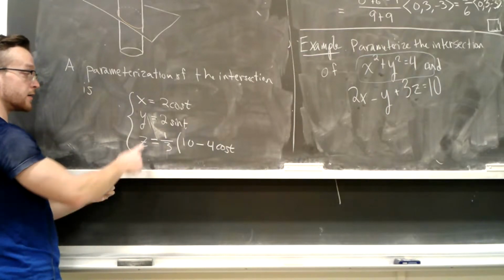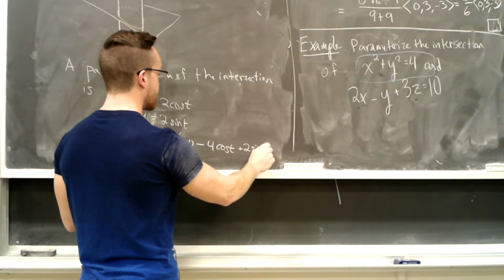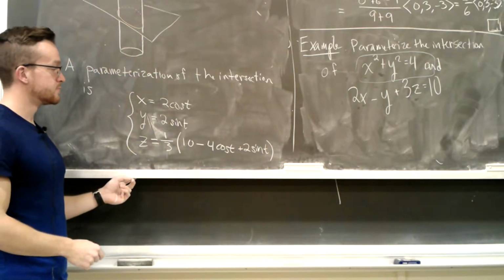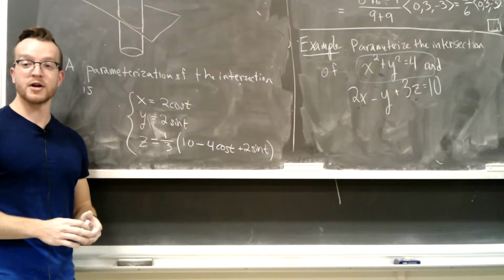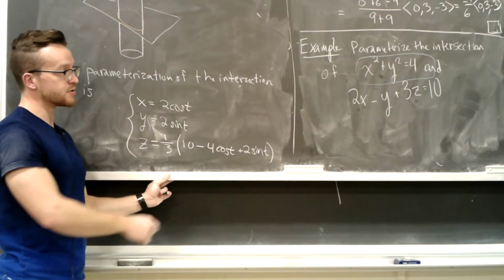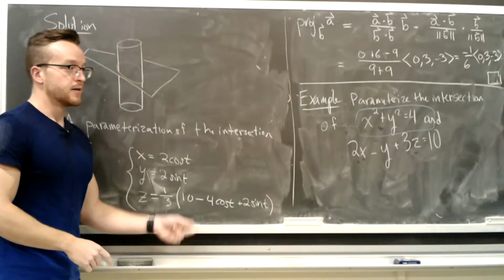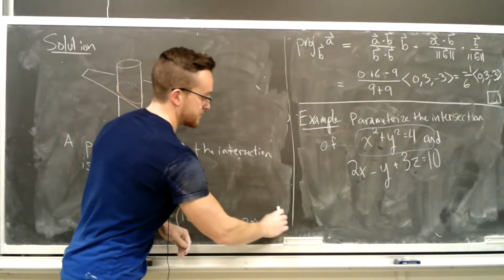Plus y would be plus 2 sine t. There you go. These would be parametric equations which describe the intersection of these two surfaces. Done. Can you explain how you got x and y?